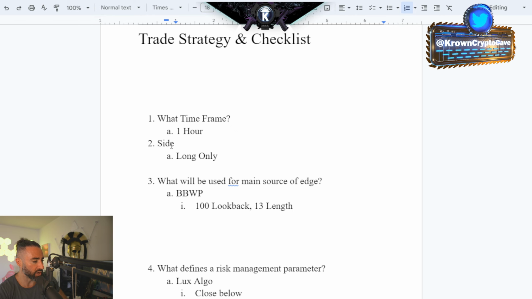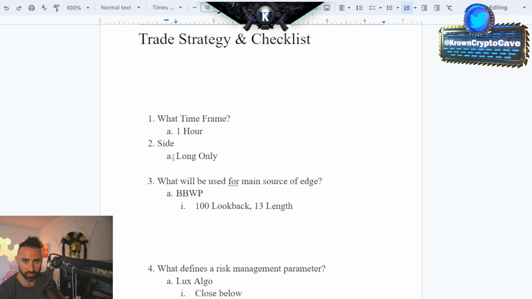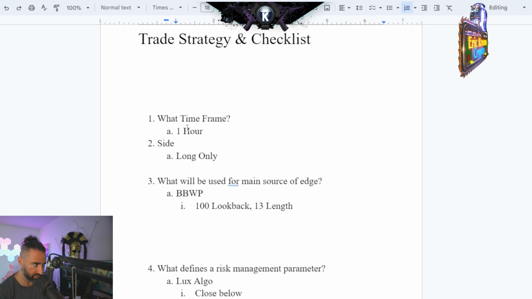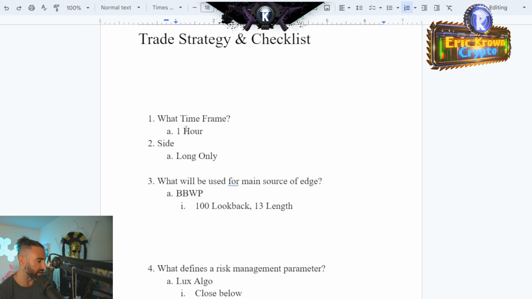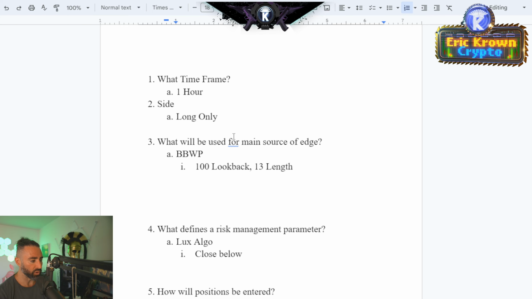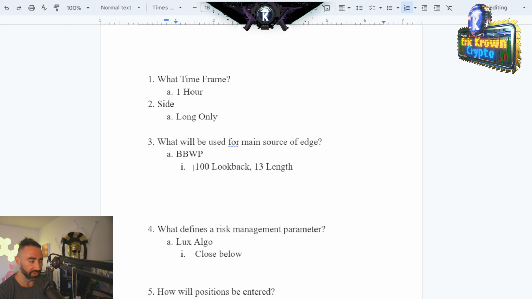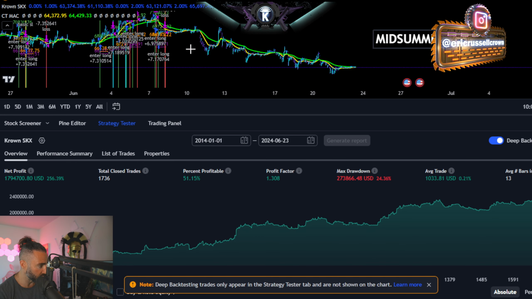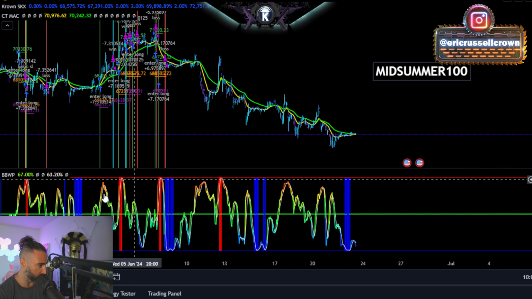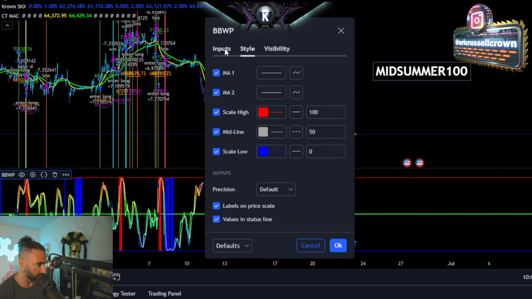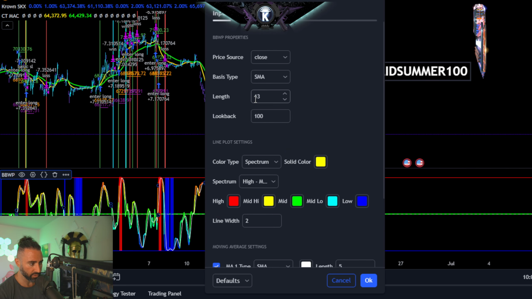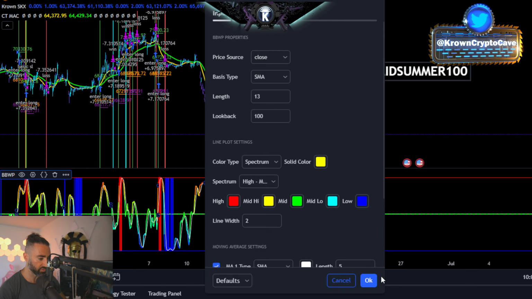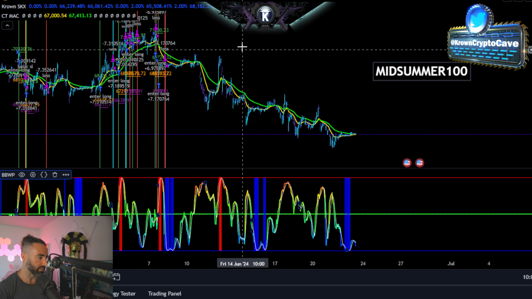And then we are only going to be trading on the long side of the market, so not using this for short, although perhaps there is a setup there, but for this particular study, long only, baby. And from there, we will only be using, like I said, the BBWP with these specific settings: 100 look back and 13 length. So I'm going to go into my chart right here. I'll bring up my BBWP, and you can see that the inputs, again, just for reference, length 13, look back 100. Make sure that is properly set. Otherwise, this will not play out as intended.